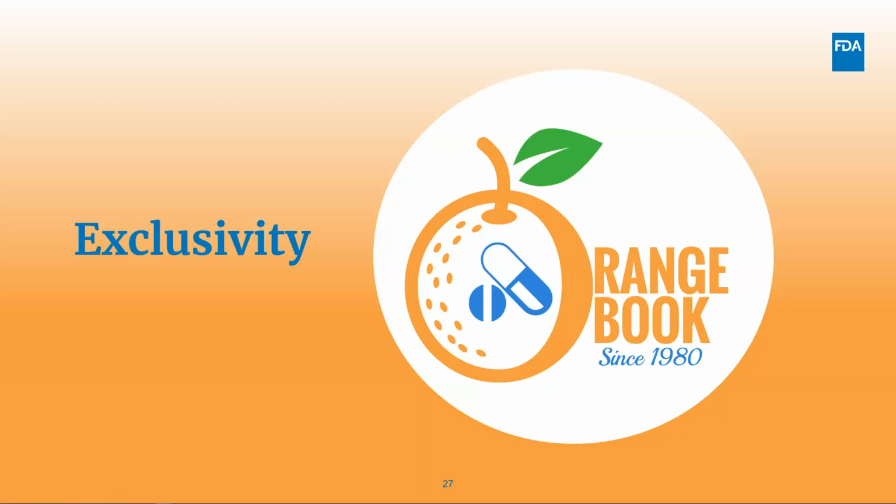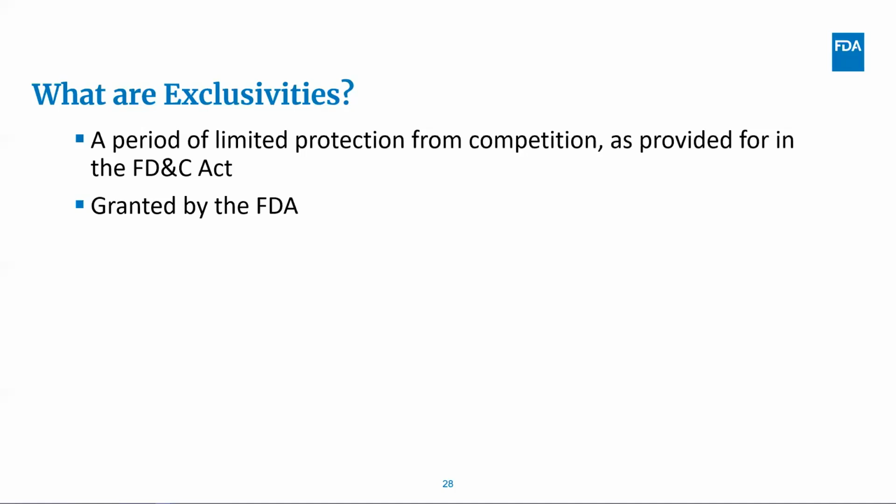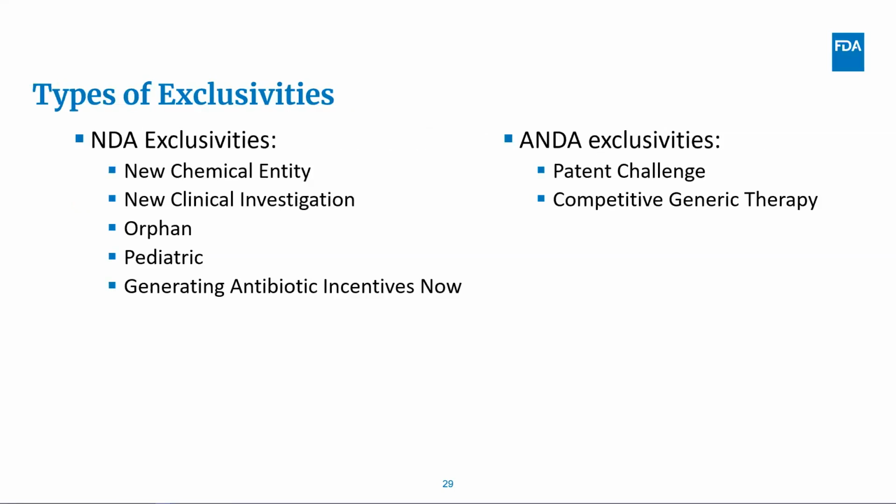Moving on to exclusivity. Exclusivities are a period of limited protection from competition as provided for in the FD&C Act. These are granted by the FDA. These are the types of exclusivities available. We have exclusivities for NDAs, which are new chemical entity, new clinical investigation, orphan, pediatric, generating antibiotic incentives now. And we also have ANDA exclusivities. There's 2 of them, patent challenge and competitive generic therapy.